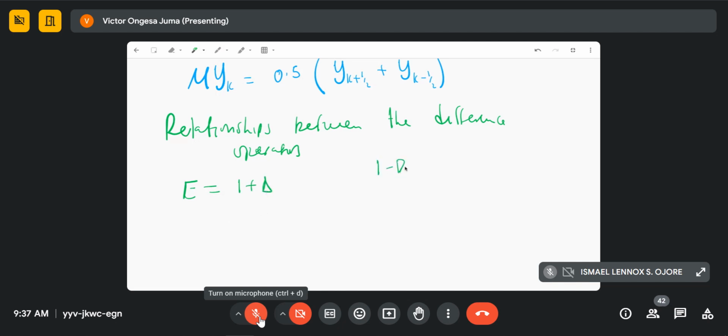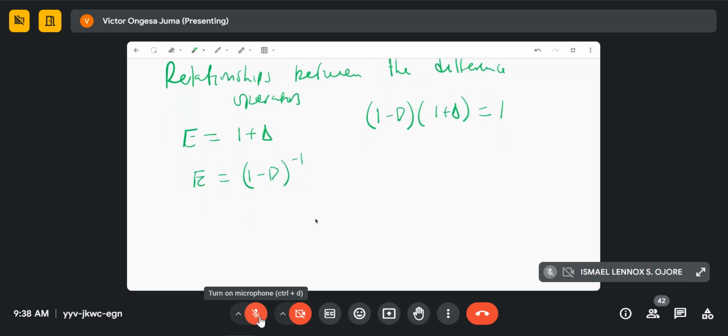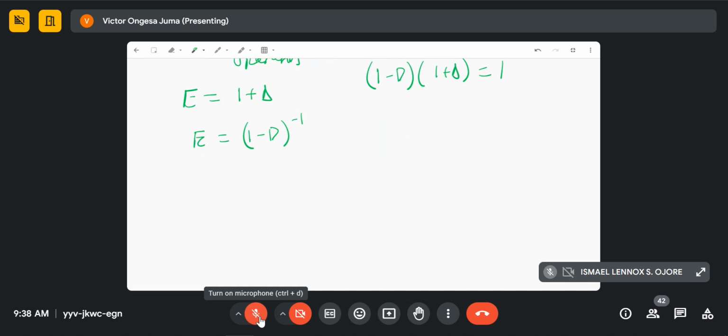Can you show that this product is equal to 1? Can you show that the shift operator is 1 minus backward to power minus 1, and so on? I think the relationships are so many. So just make sure that you try to read them and understand these operators.